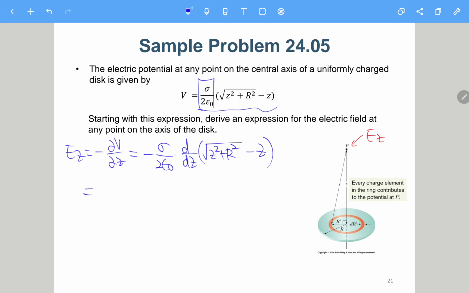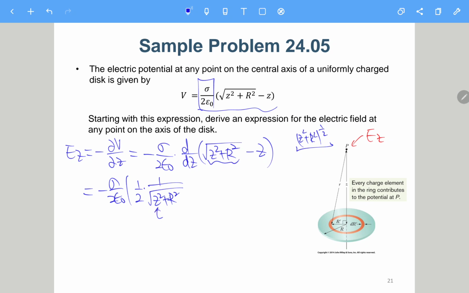Okay, so we have negative sigma over 2 epsilon naught. And then take the derivative of this one. This is like z squared plus R squared to the 1/2 power. So taking the derivative will be like 1/2, and then the power minus 1 will be like 1 over square root of z squared plus R squared. Okay, and then don't forget the chain rule, which means that we also need to take the derivative of this inside function.